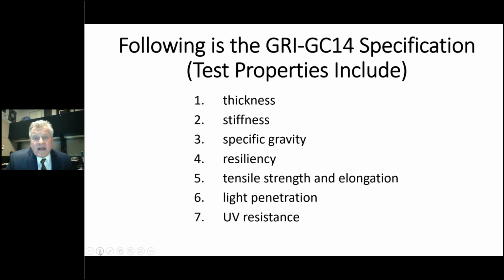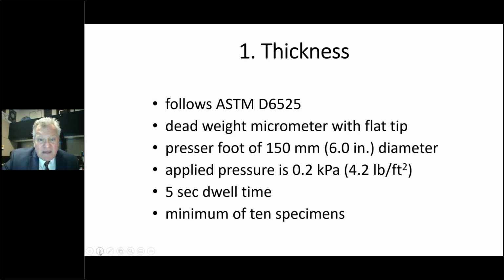This is a manufacturer's quality control specification. It's categorized underneath the label of GRI GC14. The 7 values that I'll talk to you about are listed here: thickness, stiffness, specific gravity, resiliency, tensile strength, the all-important one, number 5, light penetration, and UV.